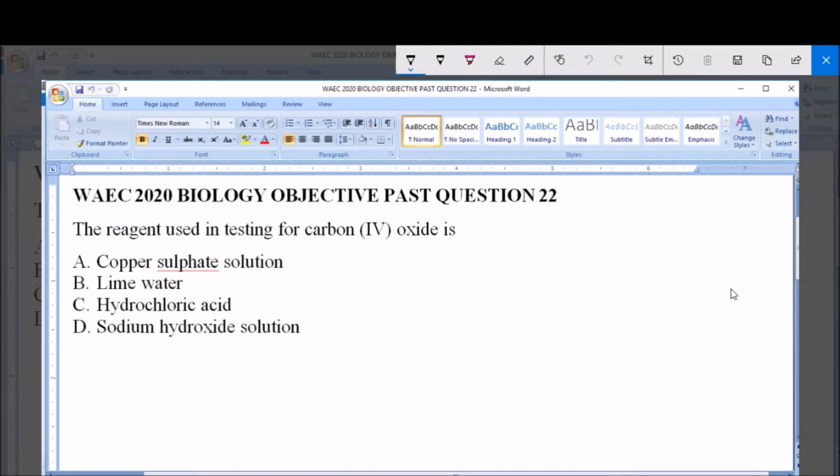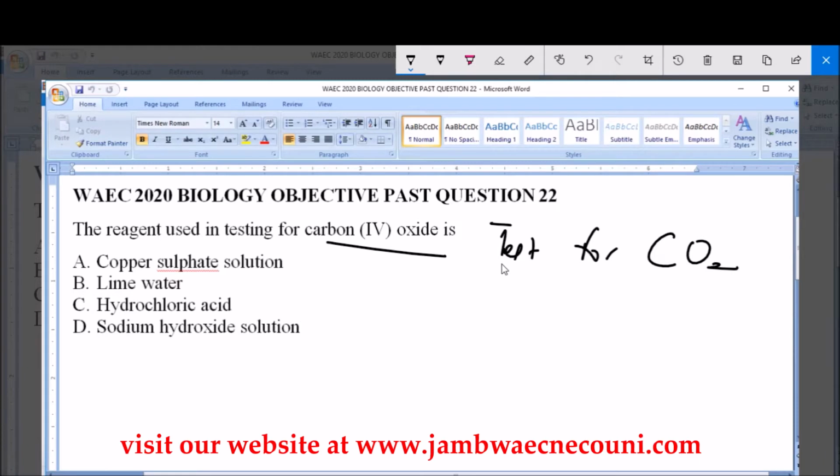The reagent used in testing for carbon dioxide is A. Copper sulfate solution, B. Lime water, C. Hydrochloric acid, D. Sodium hydroxide solution. So in general, what we are asked for here is the test for carbon dioxide, or CO2.